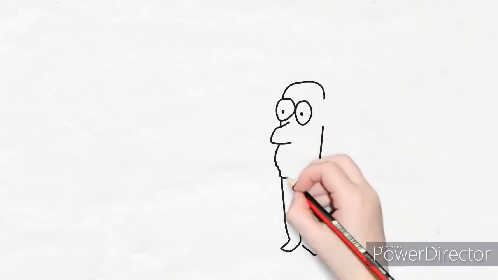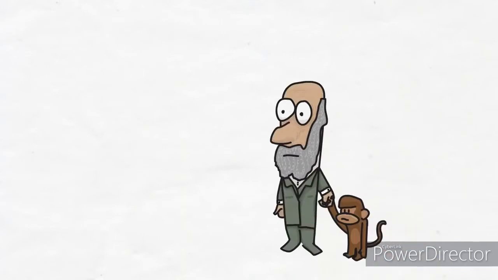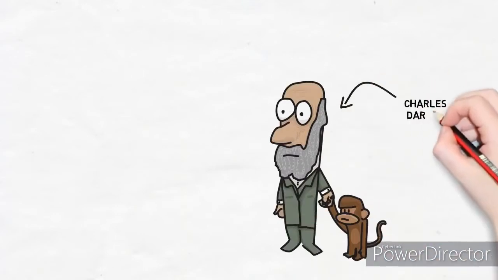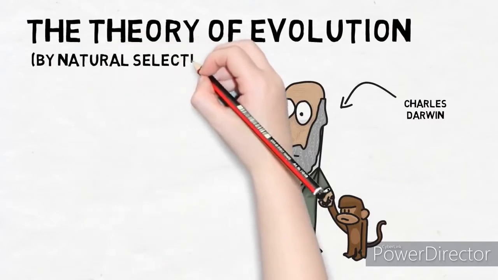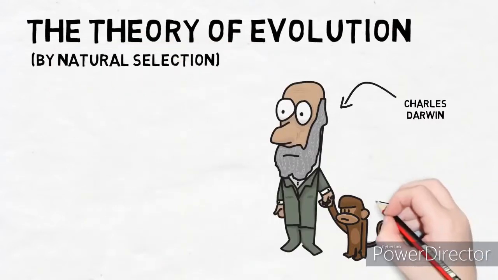Charles Darwin was a famous scientist in the 1800s. He was famous because he came up with an idea that changed the way we think about life on Earth forever. The theory of evolution.